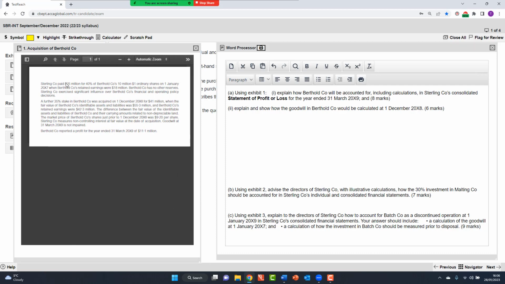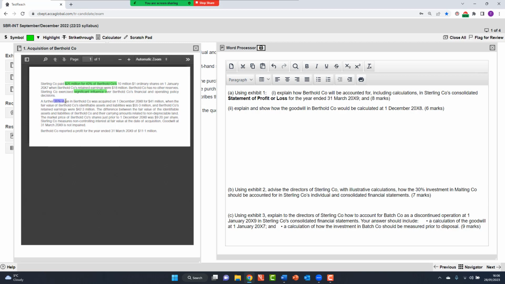We've paid 25 million for 40%, back in the day when there were 10 million shares. And at that time, the retained earnings were 18 million and there were no other reserves. Now, there's confirmation we've exercised significant influence. So I'm absolutely right in making my assumption that it's an associate, and we're going to go for significant influence, going to go for associate status.